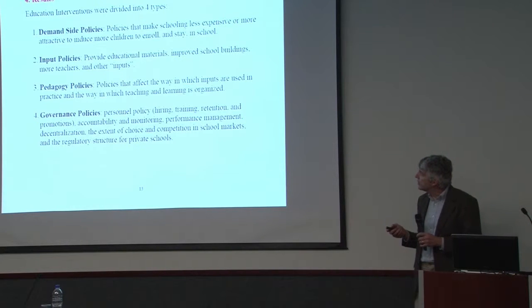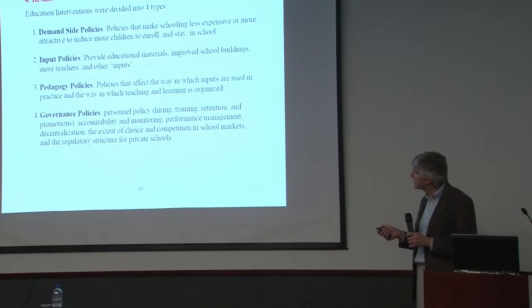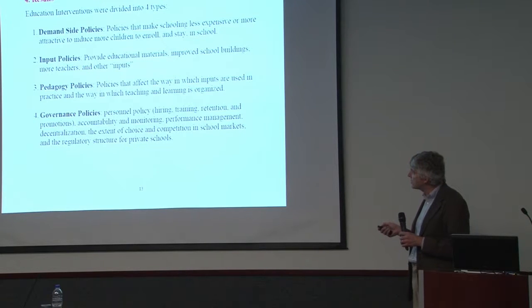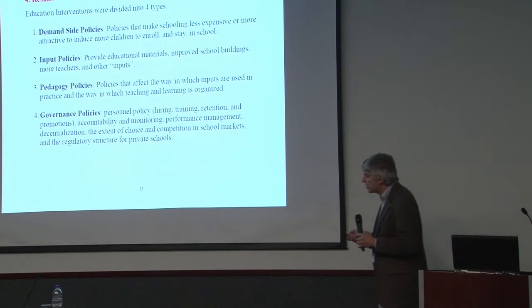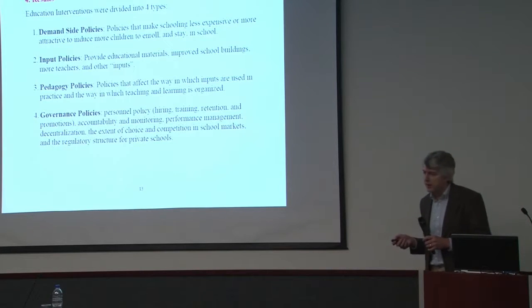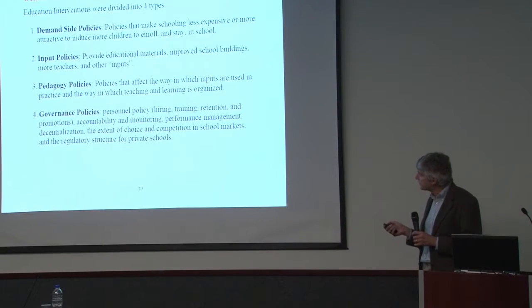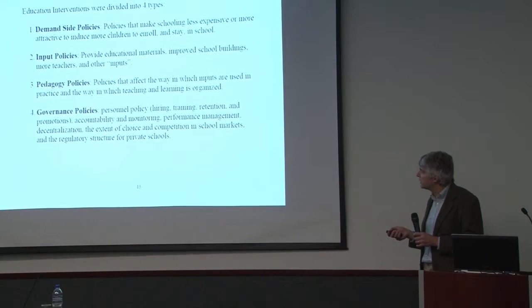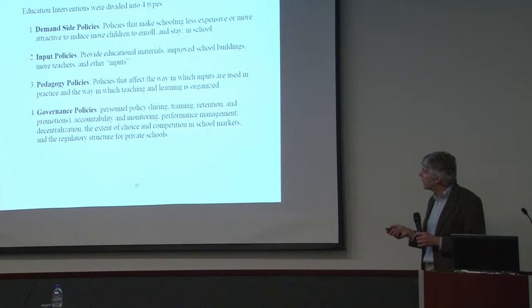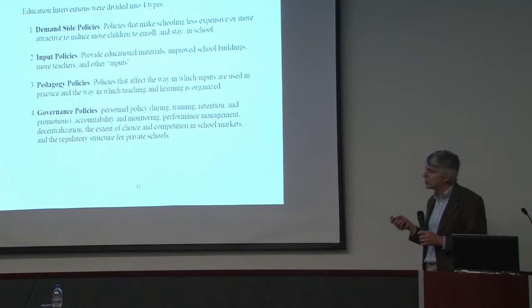Okay, so now I'm going to go through the results. We basically divided up the policies into types. Demand side policies, that's basically making school more attractive, like reducing the tuition, conditional cash transfers, things like that. Input policies, this is sort of traditional things: more teachers, more textbooks, a nicer school and things like that. Pedagogy policies, this is sort of how teachers teach. What methods are they using? What kind of ways do they try to get the kids involved? And finally, governance policies is how the schools are run.